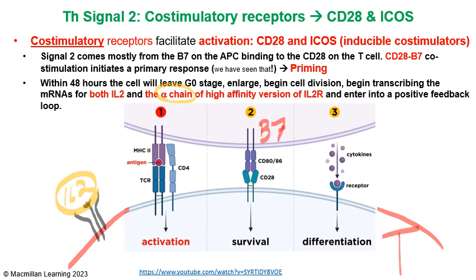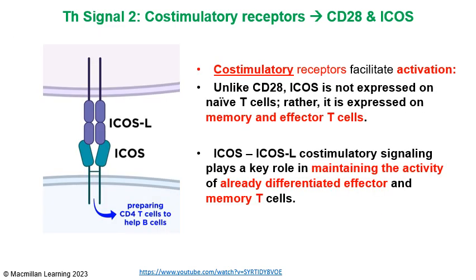So this cell, once it was primed, is going to start dividing, is going to make interleukin-2, and is going to get the signal of interleukin-2 to do some other stuff. So this is all part of the priming. Okay, everybody cool? Am I going too slowly? Okay, I can speed up.